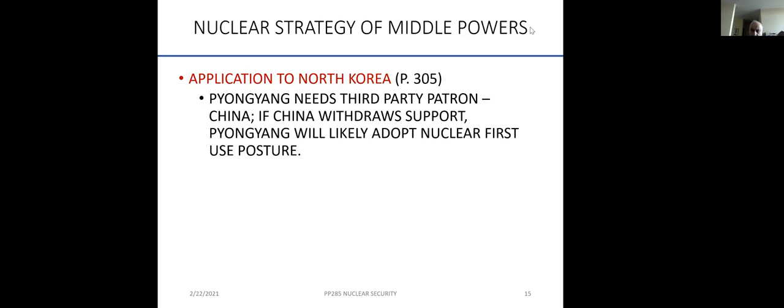So at the moment, I'd say the main American concerns about possible conflict leading to nuclear weapon use are with North Korea and down the road with Iran.